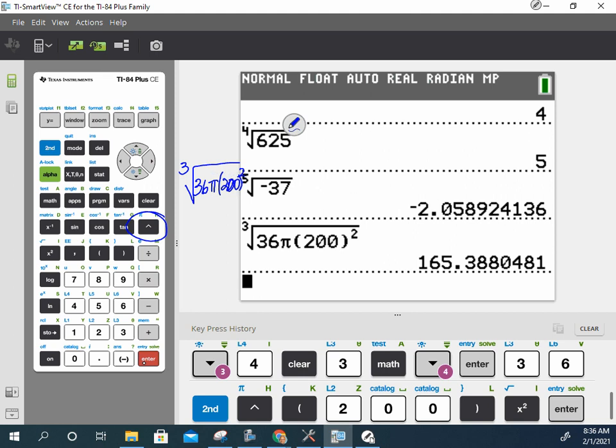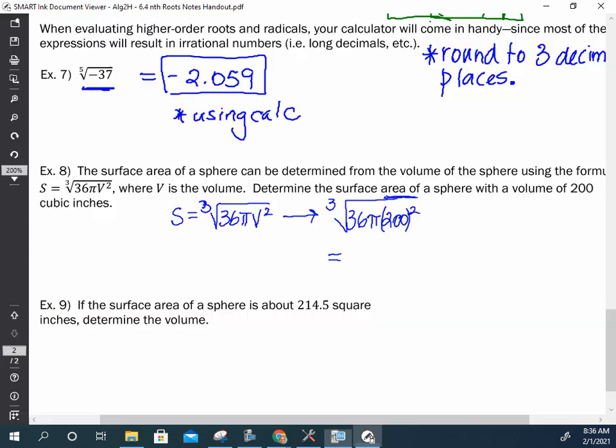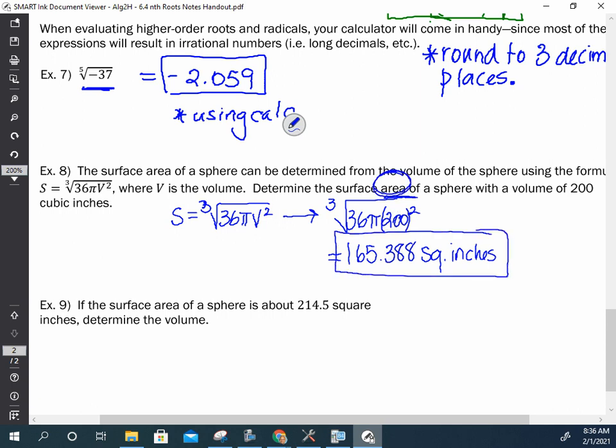So 165.388. There's a 0 behind it, so that doesn't do anything. 165.388, and that is square inches because you're dealing with area. Any questions? Example 8.